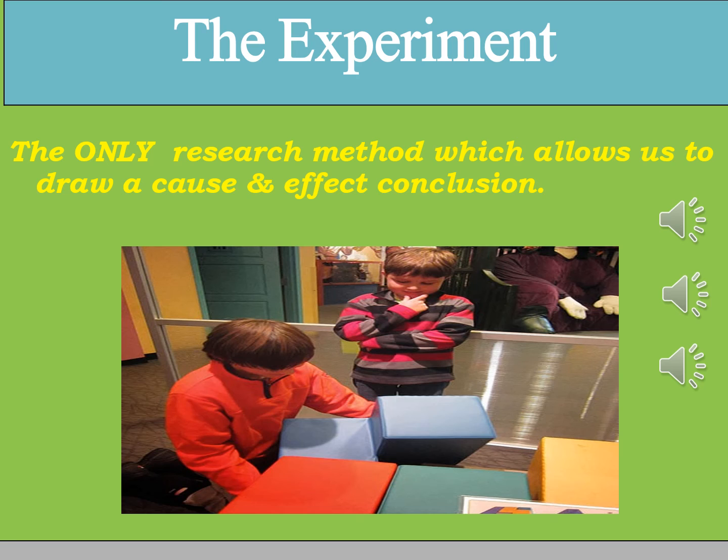Let's now consider the experiment. We're really not supposed to have a favorite research method, like people are not supposed to have a favorite child. But in this case, I think it's okay. This is our favorite research method because it is the only research method, note the caps, meaning it's highly important. It's the only research method which allows us to draw cause and effect conclusions, to say this thing causes the other to happen. In a correlational study, you can do prediction, but you can't conclude that one variable is causing another.